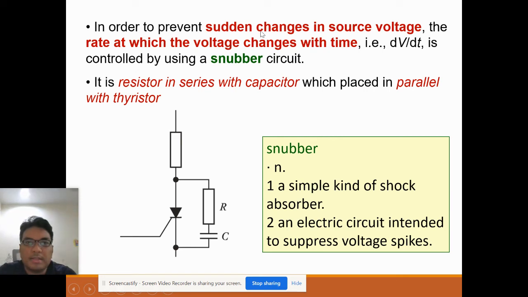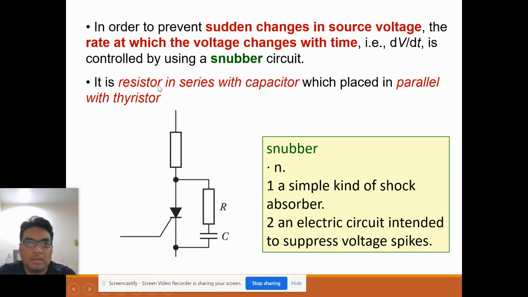In order to prevent sudden changes in source voltage as you are playing with the voltage, you turn the cylindrical switch fast and slow. This may have some effects on the voltage that may affect the circuit also. So the rate at which the voltage changes with time can be controlled by a snubber circuit. We call it a snubber circuit. It is a resistor in series here with the thyristor, a resistor mounted in series, also with a capacitor.